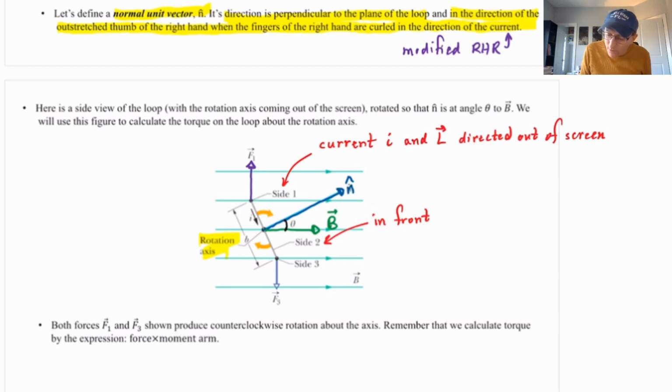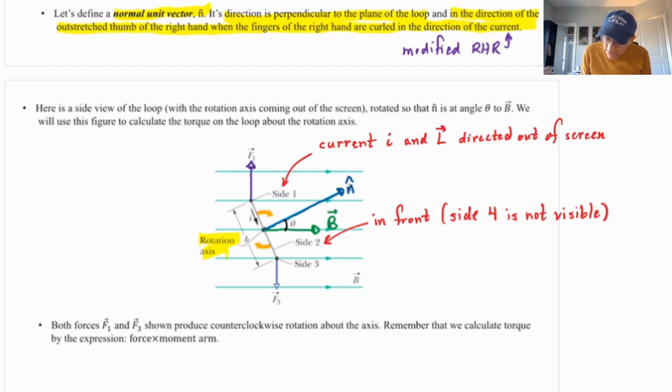Notice that side 4, by the way, in this kind of drawing, is not visible. It's at the back. You can't see that. It's hidden by the front. But it also would have a magnetic force, but that would also produce no torque because it has no moment arm for the axis of rotation.